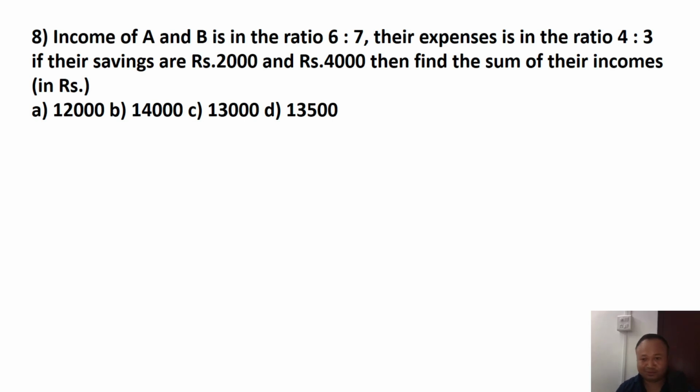Income of A and B are in the ratio 6:5, expenses are in the ratio 4:3, and the savings are 300 and 300. Find the sum of the income.